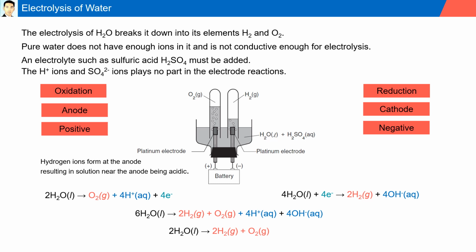The hydrogen ions at the anode result in the anode being acidic, while the hydroxide ions at the cathode result in the cathode being basic.